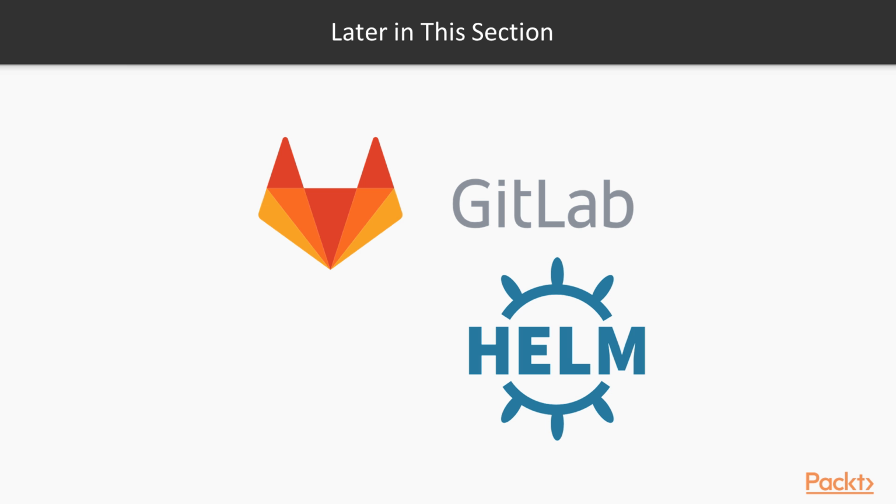As you may already have noticed, there are many different options and ways to configure a continuous deployment pipeline. Over the upcoming videos in this section, you're going to learn how to combine two powerful tools to fully automate your deployment and to solve all the issues that we've just been talking about. And these two tools are going to be GitLab and Helm.